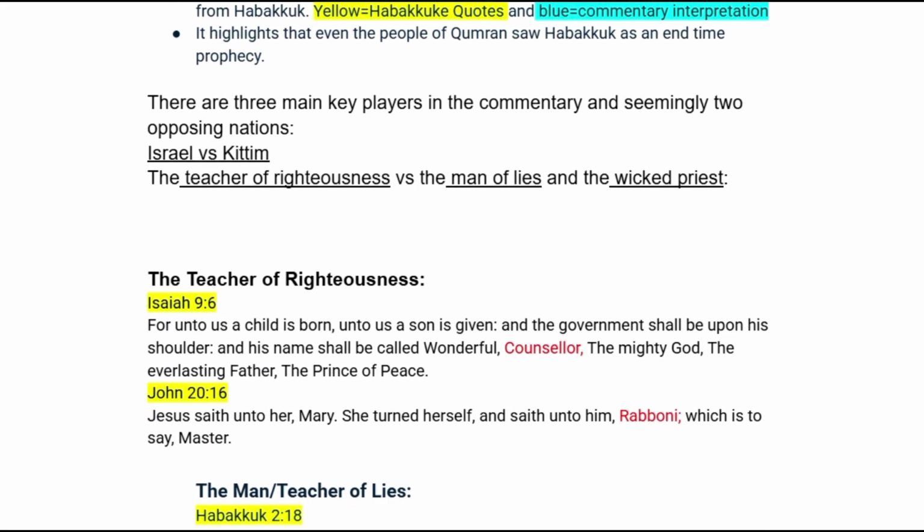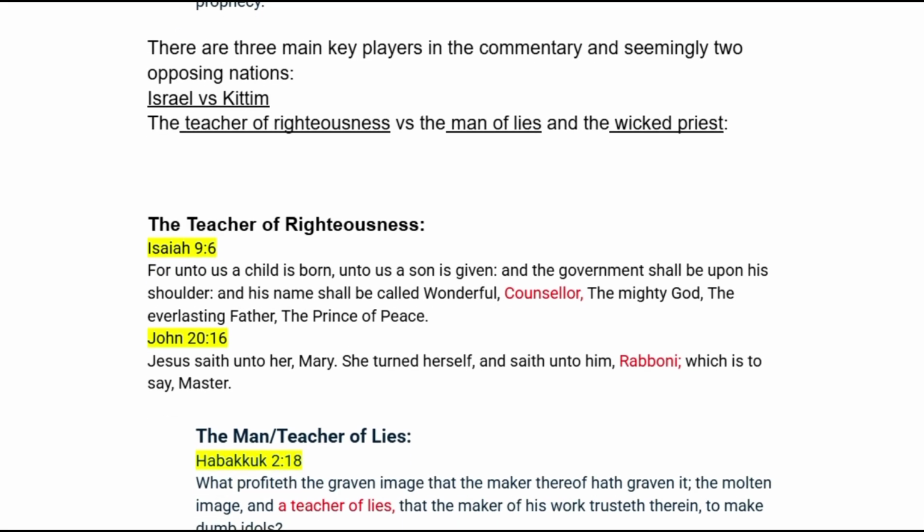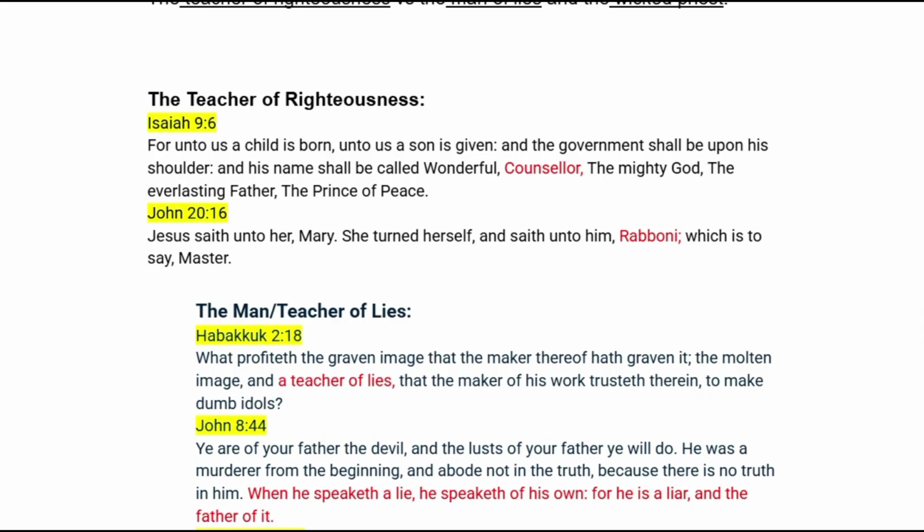The teacher of righteousness. Let's be real here. Come on, let's just think logically. Teacher of righteousness would be Jesus. Jesus was prophesied throughout the Old Testament as the Messiah, as the teacher, as the revealer. Of course, even throughout the Gospels, Jesus was called teacher, rabbi, master, all throughout the Bible, and he is our ultimate teacher. He is our ultimate father.